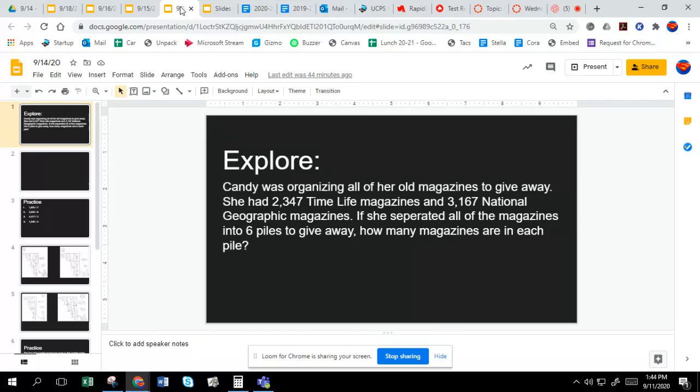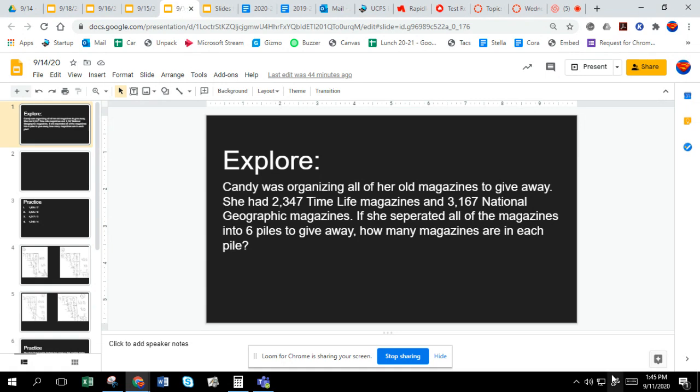Hey guys, today we're going to start looking at division. The problem that we have up here is an Explorer problem. Candy was organizing all of her old magazines to give away. She had 2,347 Time Life magazines and 3,167 National Geographic magazines. If she separated all the magazines into 6 piles to give away, how many magazines are in each pile?